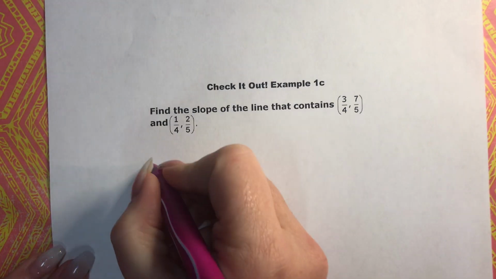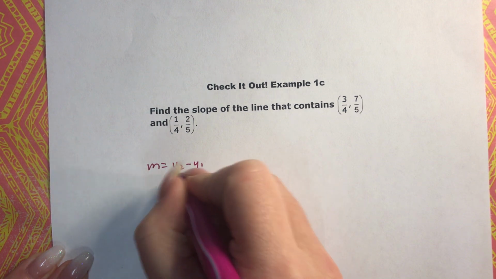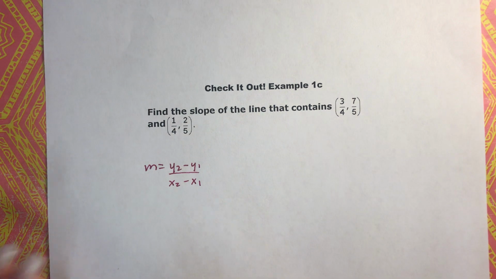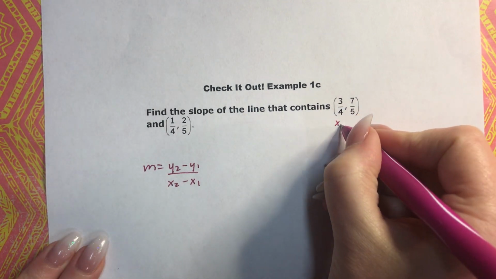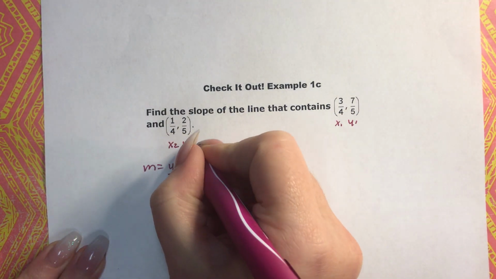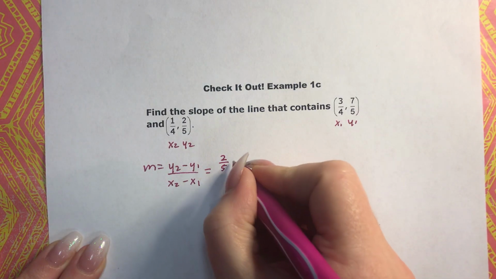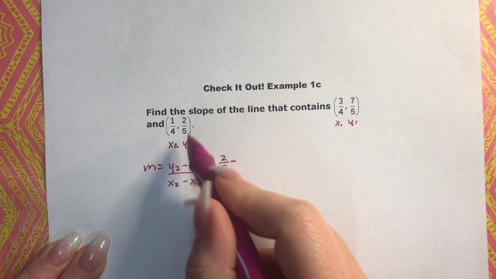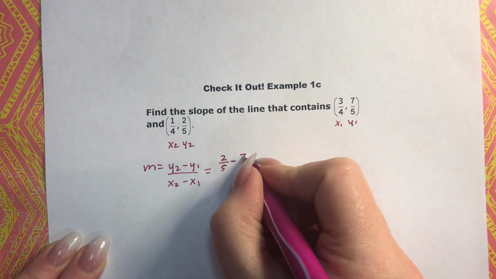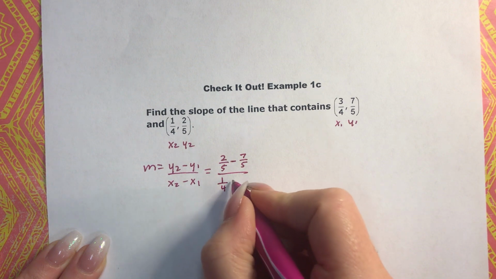So new problem. I'm going to go ahead and write that formula with the variables. M equals y2 minus y1 all over x2 minus x1. And this has fractions. But we can do it. We're going to be just fine. So write the formula, define the terms: x1, y1, x2, y2. Then we just substitute it in. So y2 is 2/5 minus y1, 7/5, over x2, 1/4, minus x1.